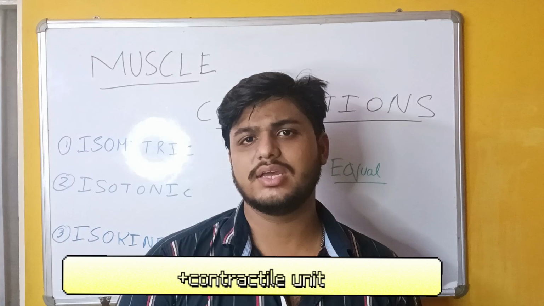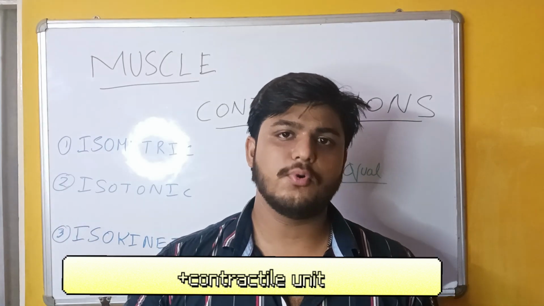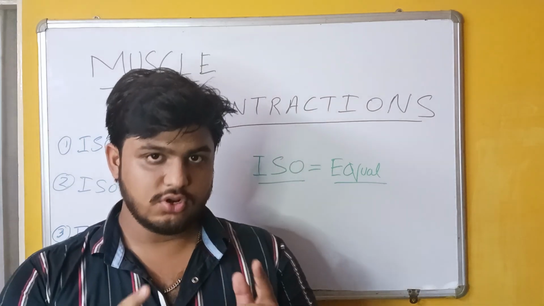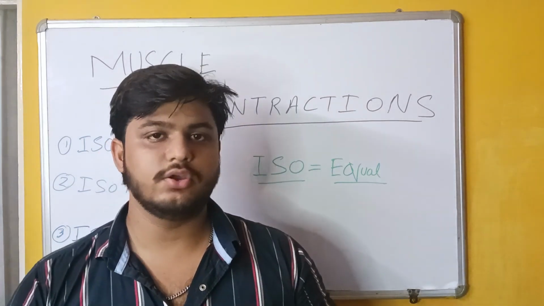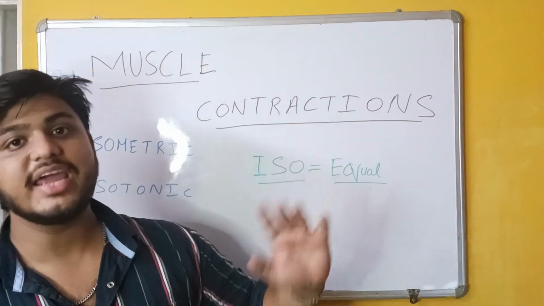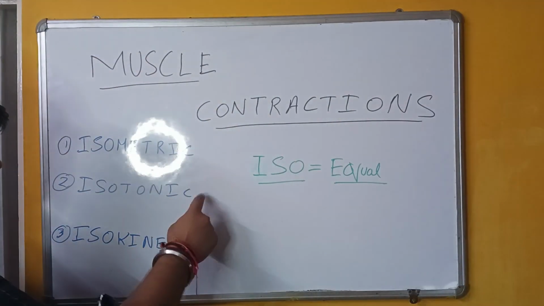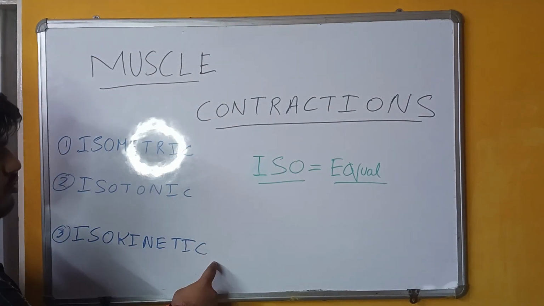Contraction can be done by activation of the motor units upon any kind of sensory stimulus or smooth muscle contraction. Physiology we'll study some other day in some other video. Right now we have to study about the types of muscle contractions. So there are basically 3 types of muscle contractions: isometric, isotonic and isokinetic.